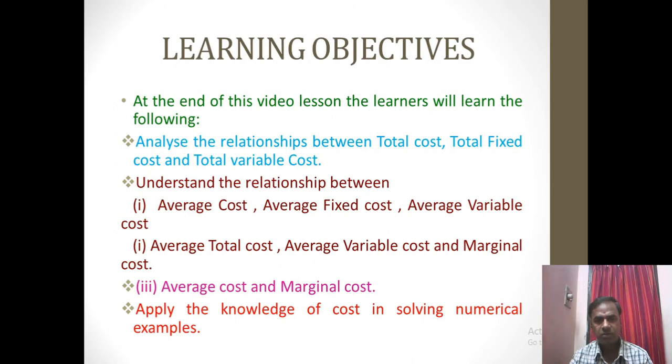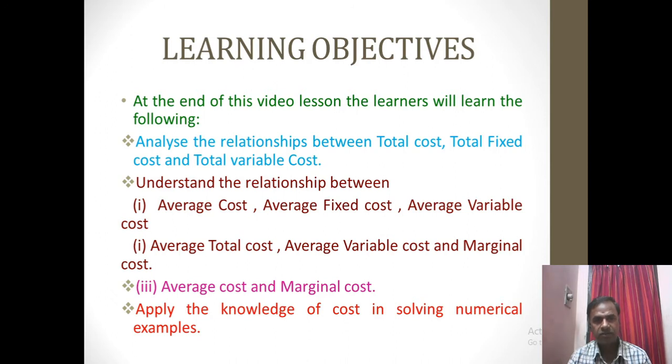Then we studied the marginal costs. It is the addition to the total costs from the production of one more unit of the commodity, that is marginal costs. Today we are going to study the relationship between the various costs.